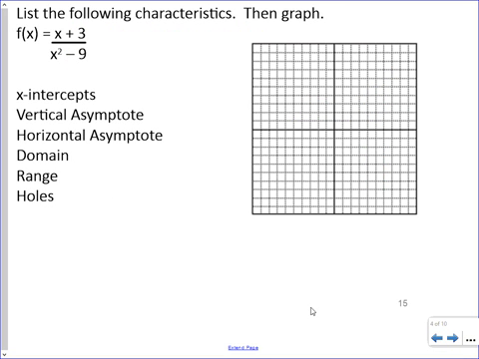x plus 3 over x squared minus 9. Now, when things start to look like you have more x's, you've got x's in the numerator and you've got x's in the denominator, you always want to check for factoring first. So does either the numerator or the denominator factor here? Can you factor x plus 3? No. Can you factor x squared minus 9? Yeah, that was on your quiz on the back side.